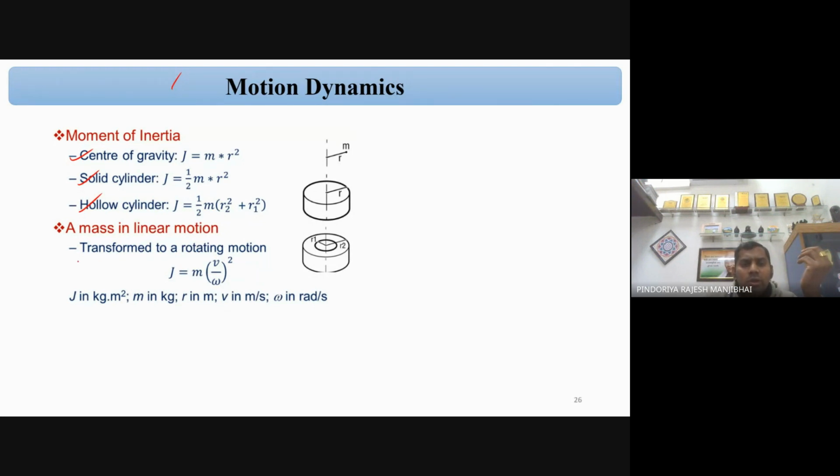And the mass moment for transform or rotating motion: J is in kilogram meter square, M is in kg, R is in meters, V is velocity in meters per second, and omega is speed in radians per second. So these are a few examples. Suppose you have a cylinder type rotor, maybe a hollow cylinder, or any type of rotor, then we can easily find out the moment of inertia. These are straightforward formulas.